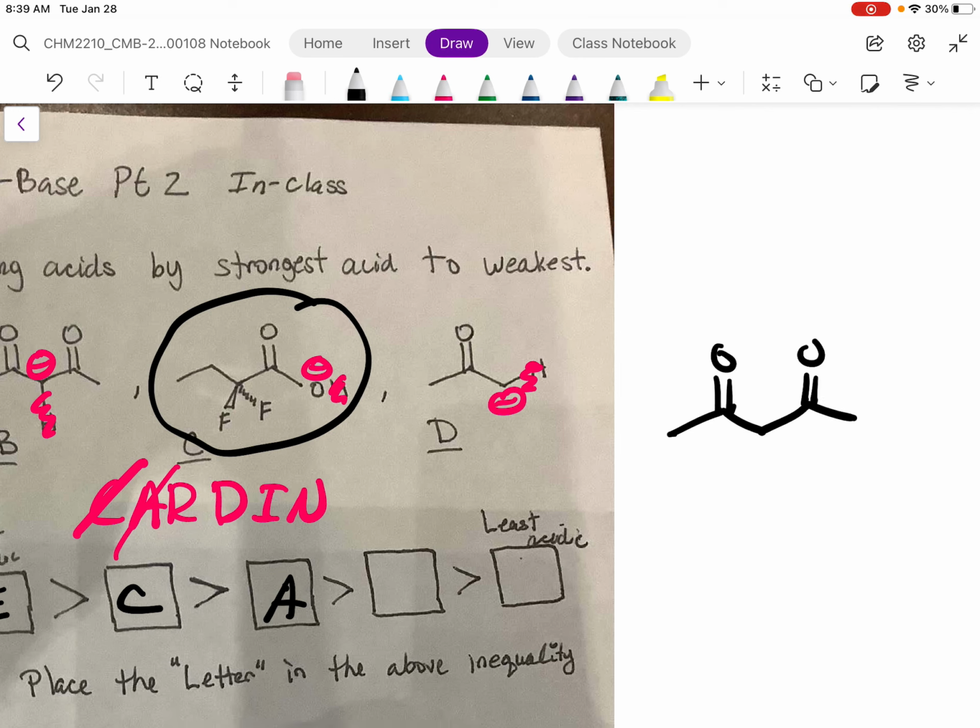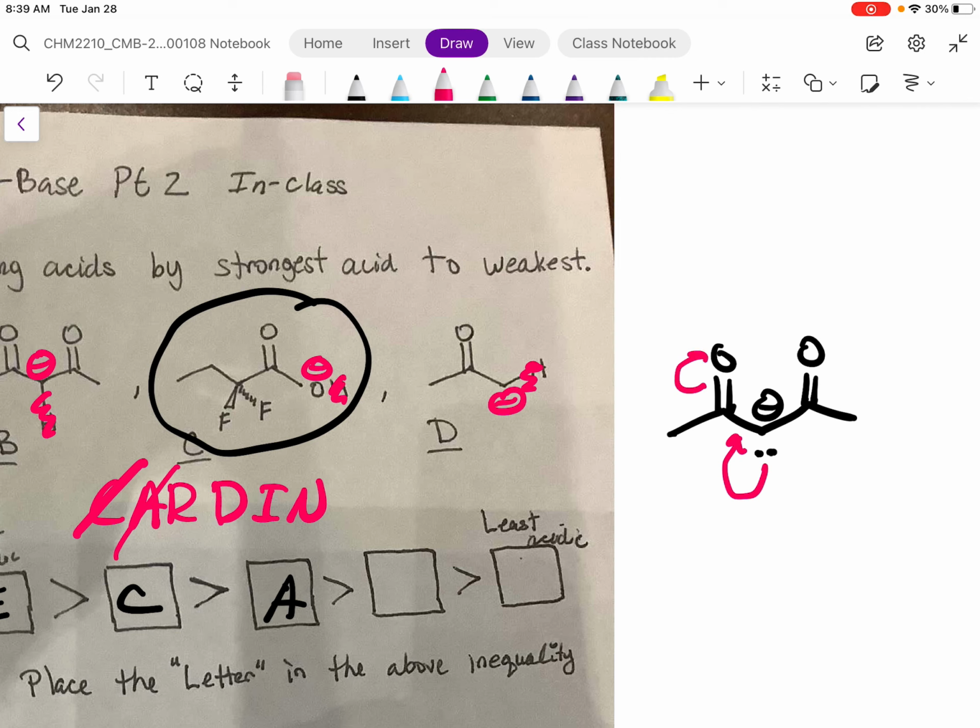Okay, it looks something like this. We have a negative charge there. Negative charge means there's a lone pair, right? So that could resonate in that direction. That's one resonant structure. Or we could say, hey, let's take that lone pair and resonate this way.